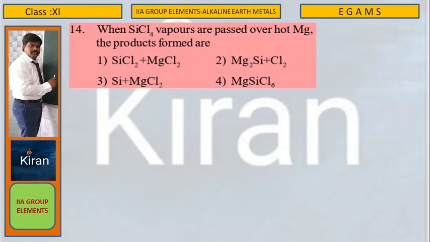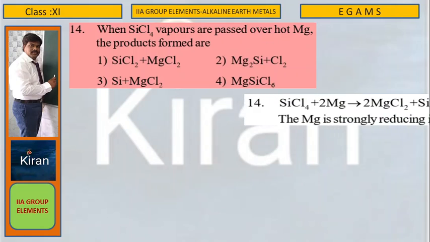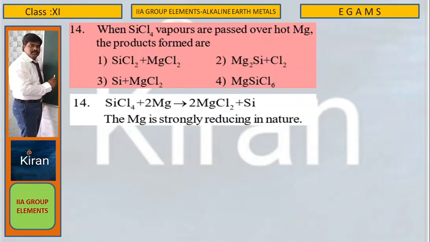When silicon chloride vapors are passed over hot magnesium, the products formed are, it means simply SiCl4 reacts with Mg. What product will you get? See the answer for this 14th question. Which option will come? MgCl2 plus Si, so the third option is the right option for this.